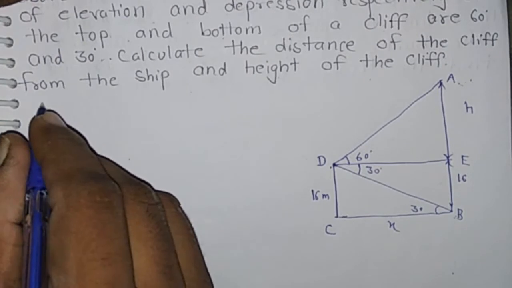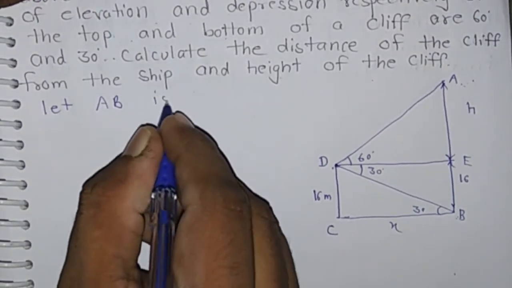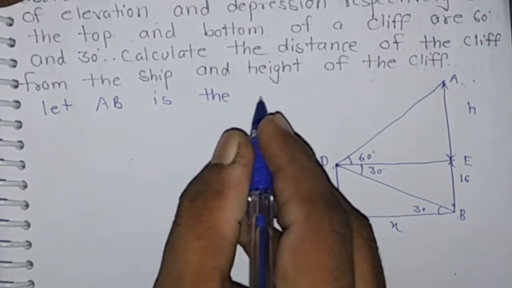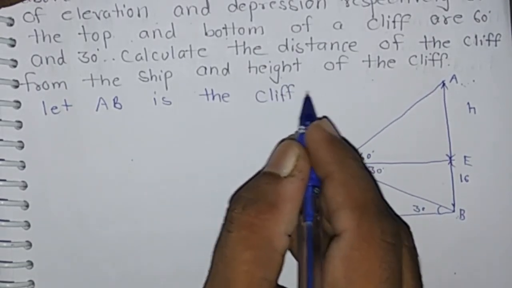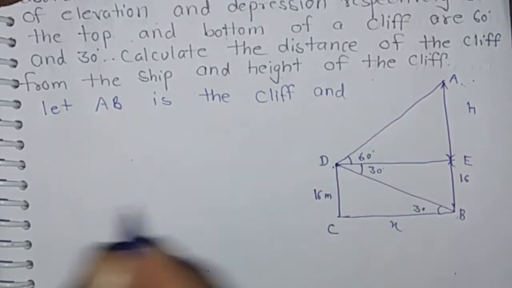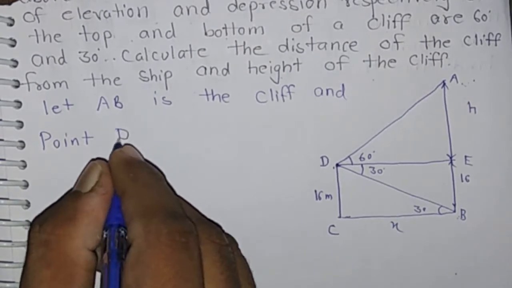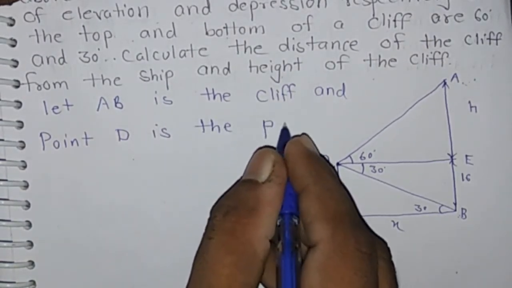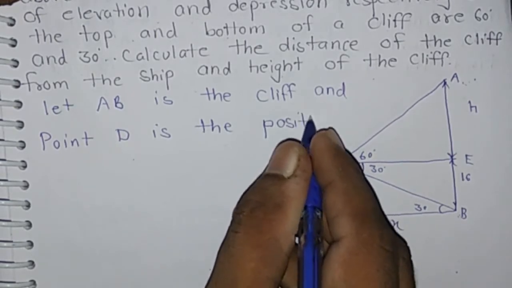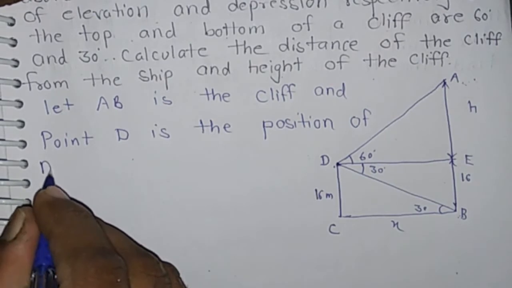Now let AB is the cliff and point D is the position of man.